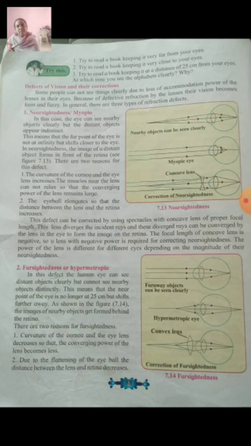That means these three types of defects are observed in the human eye, and we have seen how they are corrected in these points. First of all is nearsightedness. Near objects can be seen clearly, but distant objects cannot be seen. For this we use concave lens spectacles. Next is farsightedness or hypermetropia. In this, distant objects can be seen clearly, but near objects cannot be seen clearly. For this you use convex lens spectacles.